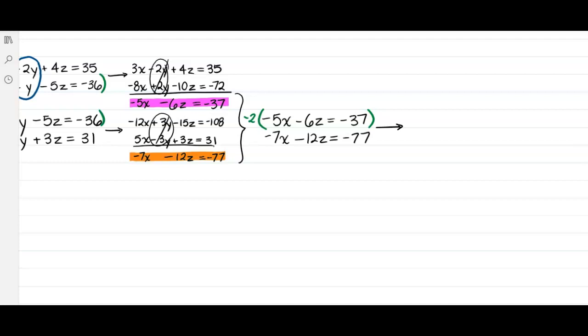So my new first equation is 10x plus 12z, negative 37 times negative 2 is 74. Second equation. Oops, I just realized I wrote a y. That should be a z.